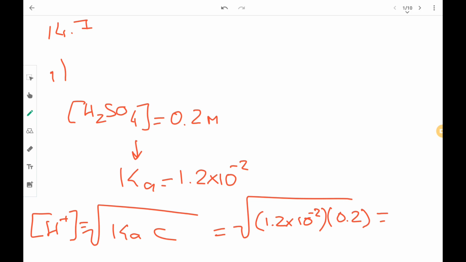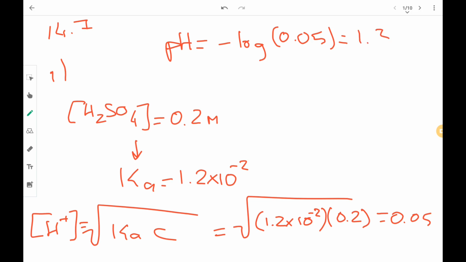The concentration of H plus is 0.05. So you just do pH is minus log concentration of H plus, which is 0.05, which will get you 1.3 is the pH.